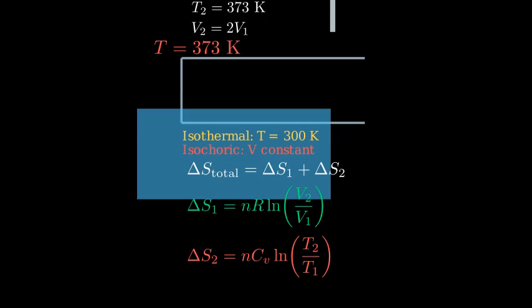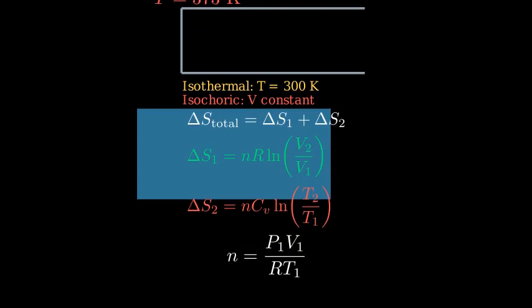For an ideal gas, the reversible entropy changes we will use are: for isothermal expansion, delta S1 equals nR natural log of V2 over V1. For heating at constant volume, delta S2 equals nC_V natural log of T2 over T1. The total entropy change is their sum.